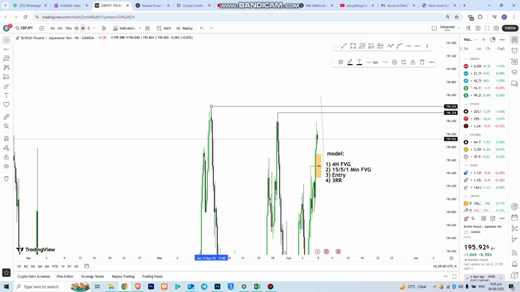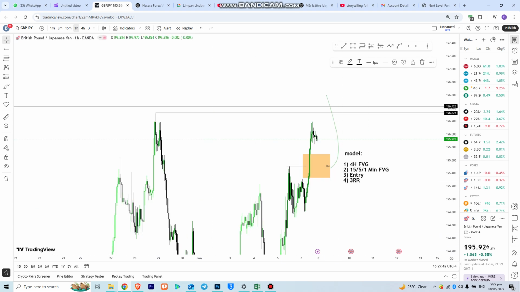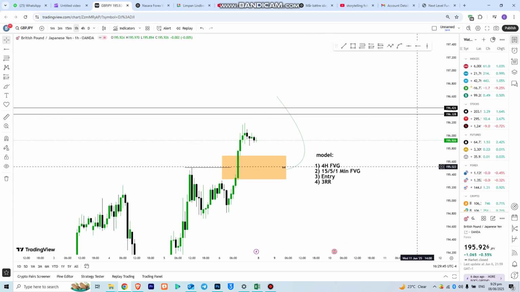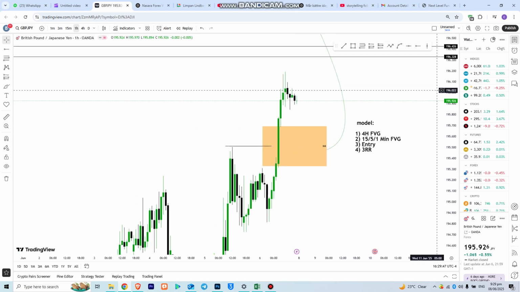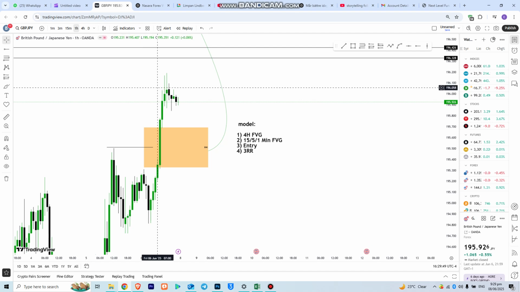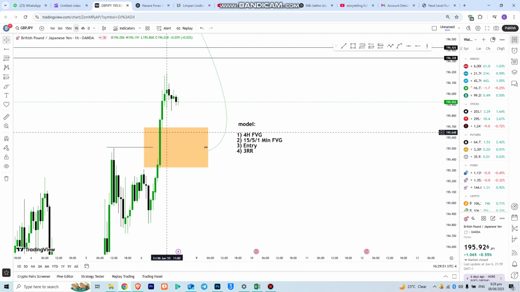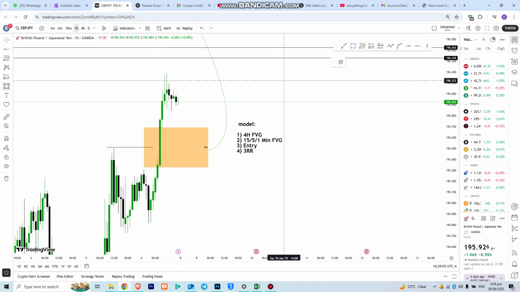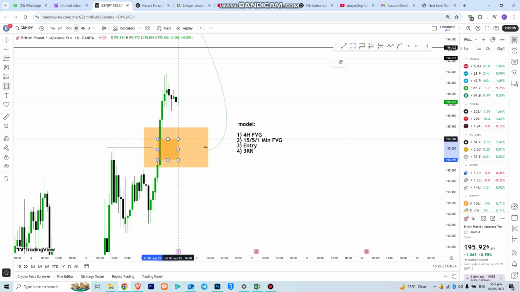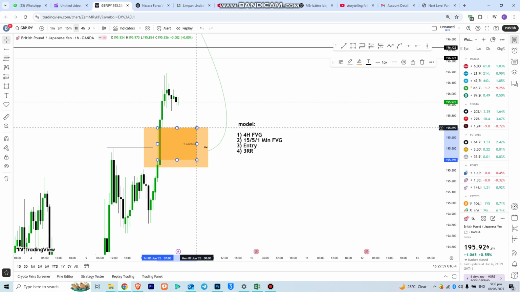Now when we go to the 1 hour time frame, you can see what price is doing. Price is trying to come. Now we can also refine this fair value gap to match that of the 4 hour. You can see there's another fair value gap here, which is the H1.